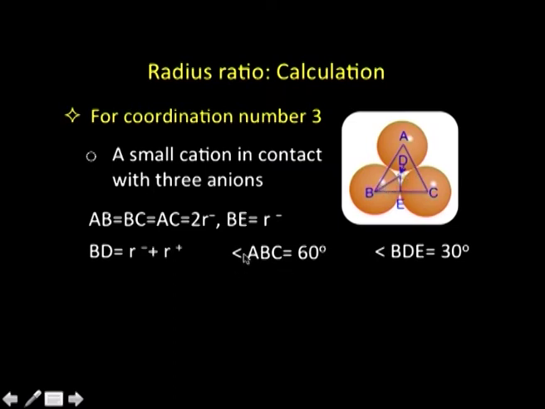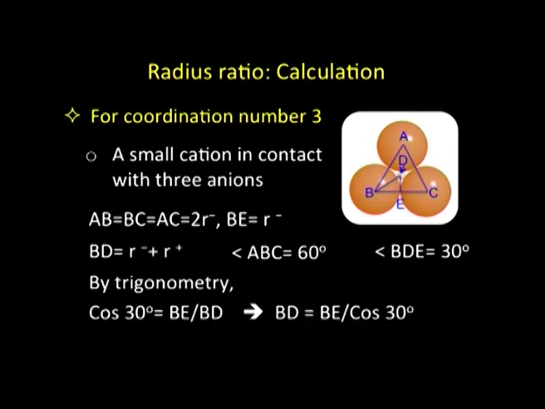And further, since ABC is an equilateral triangle, this angle ABC will be 60 degrees, and this angle BDE here will be 30 degrees there. With this kind of arrangement of anions around the cation, from simple trigonometry we can see that the cos of this angle, that is angle BDE, that is 30 degrees, will be equal to BE by BD.